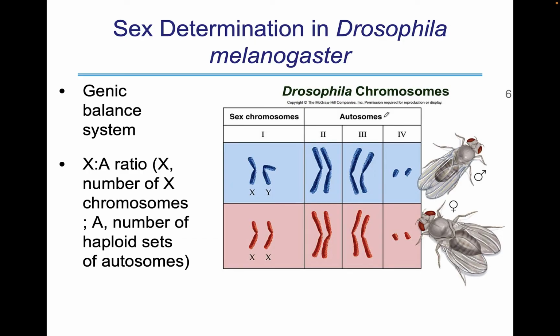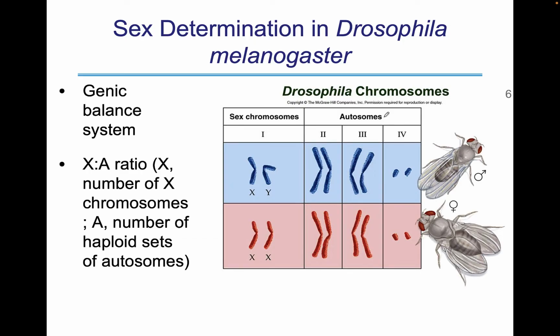And this was interesting because Bridges proposed that a ratio of X to A, a 1-to-1 ratio of X to A, produces a female fly. And if that ratio is altered, it can produce a male fly. Okay. And there are some instances where you can have an intersex between a male and a female fly.